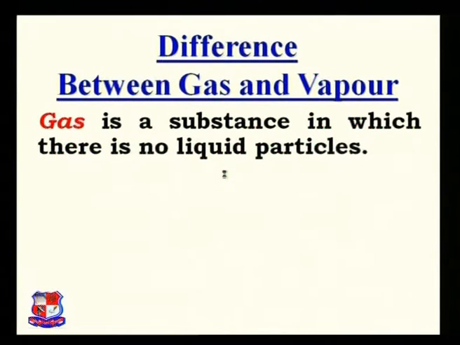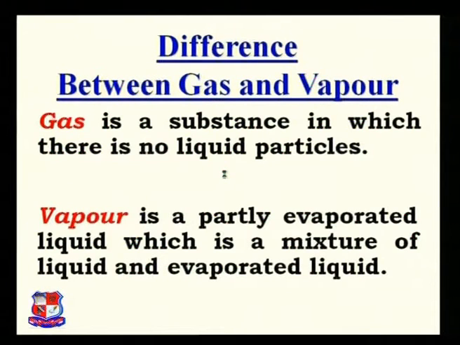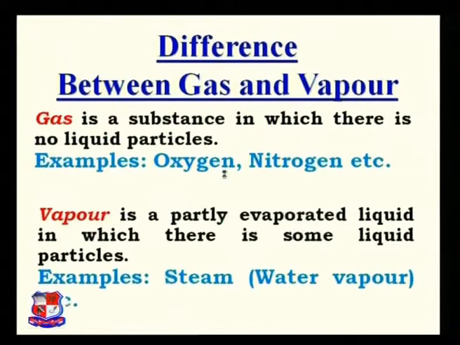As we have studied in the primary standard, there are three states of a substance: solid, liquid and gas. So we know that gas is a substance in which there is no liquid particles, and vapor is a partly evaporated liquid which contains a mixture of liquid and evaporated liquid. It means vapor has two phases: it has the liquid as well as the partly evaporated liquid. Examples of gas are oxygen and nitrogen, while an example of vapor is steam, which is a mixture of water and water vapor.